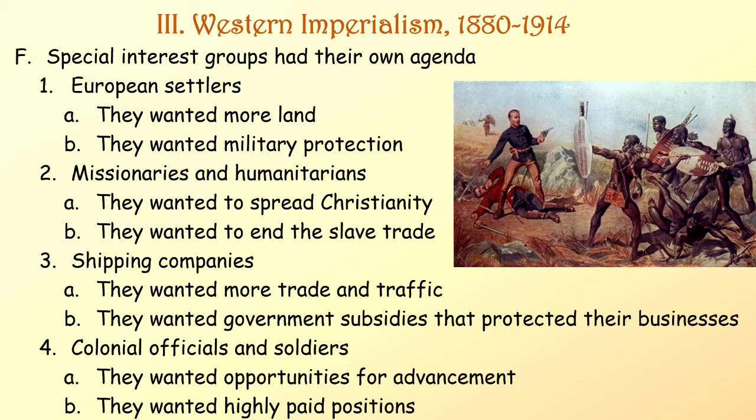Special interest groups had their own agendas. For example, European settlers. They wanted more land, and they wanted military protection. Number two, you had missionaries and humanitarians. They wanted to teach Christianity, and they wanted to end the slave trade.